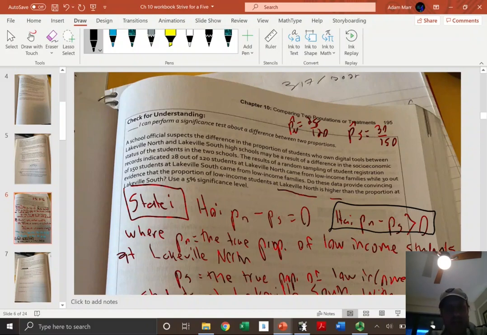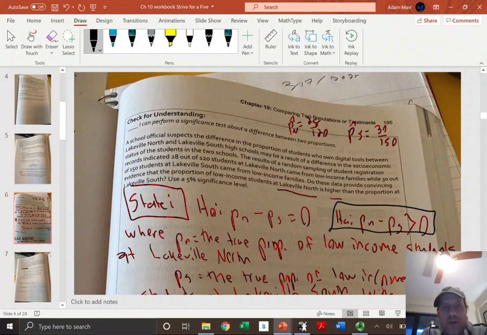Do these data provide convincing evidence that the proportion of low-income students at Lakeville North is higher than the proportion at Lakeville South? Use a 5% significance level. So that tells me, ding, ding, ding, that's going to be a 2-proportion z-test, or you could say a 2-sample z-test.